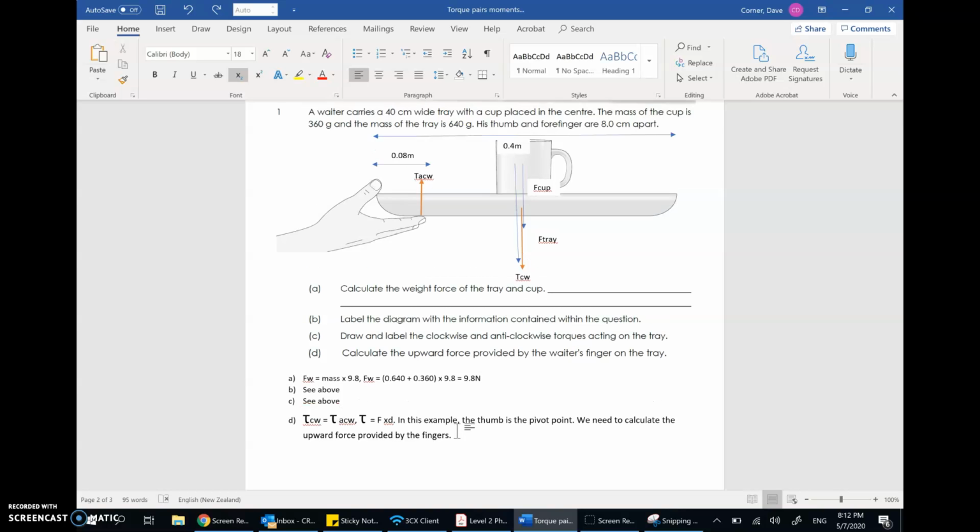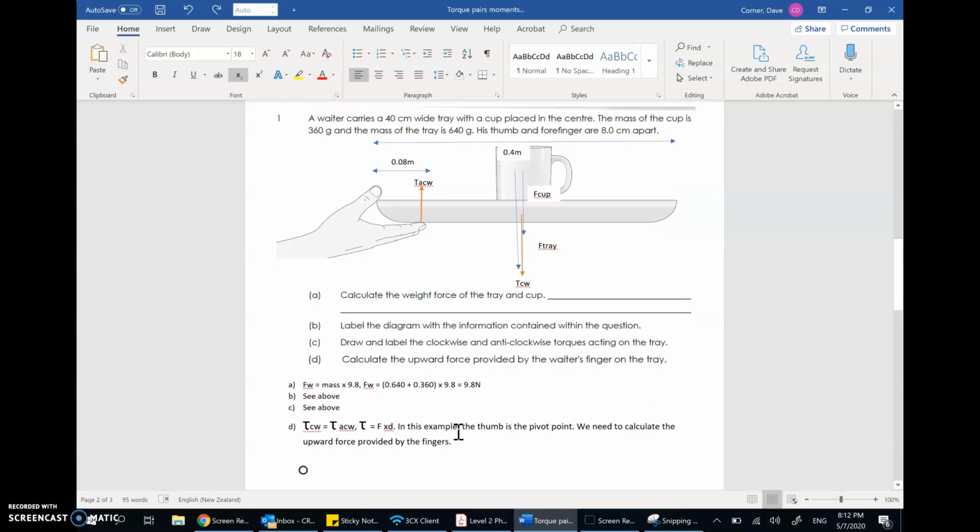A lot of students made mistakes because they chose the fingers as the pivot and not the thumb. It's an easy mistake to make. Just remember, in these particular contexts, if you find one like this, it's the thumb that is the pivot. It does quite often say in the question, but this one's been a little bit more mischievous or mysterious, I suppose.